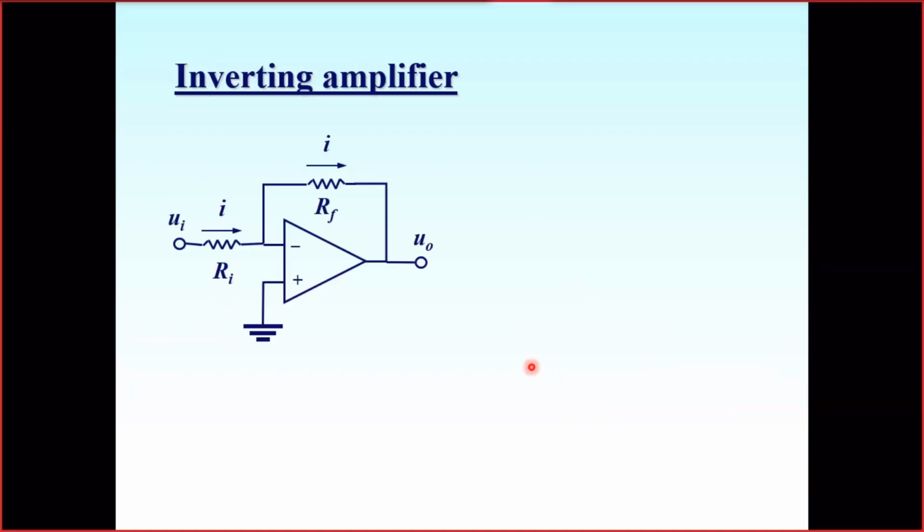Take the inverting amplifier. First of all, the connection is like this. I have a resistor Ri, the first, and I have a resistor Rf for the feedback. I apply my input voltage to this resistor Ri, the input resistor, and I measure what the output will be. So let's consider how we do it.